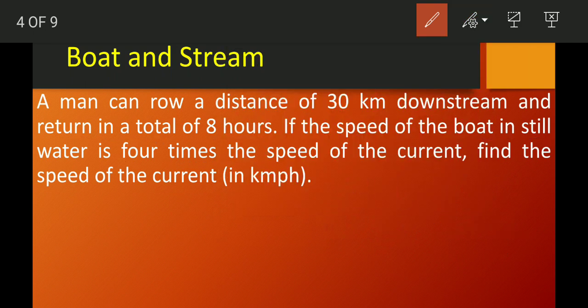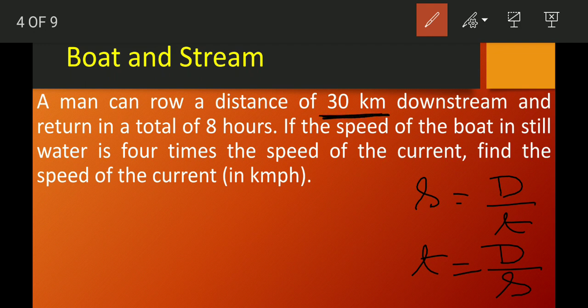Before writing down the equation, the basic formula for time, speed and distance, as well as boat and stream, is: speed is equal to total distance over total time. So we can also write this as total time is equal to total distance by total speed, or distance by speed. In this case, the distance is 30 km.